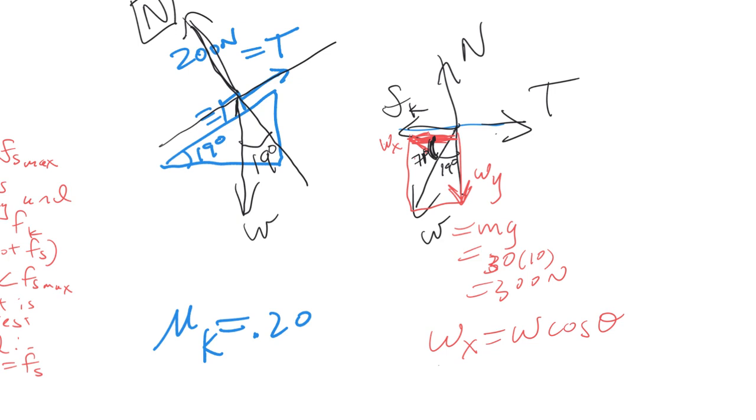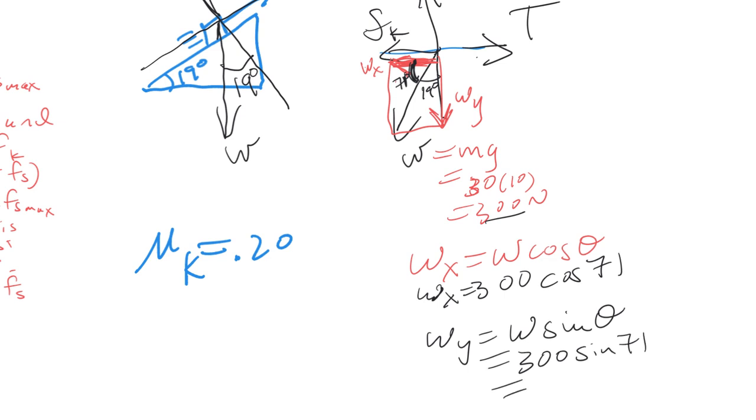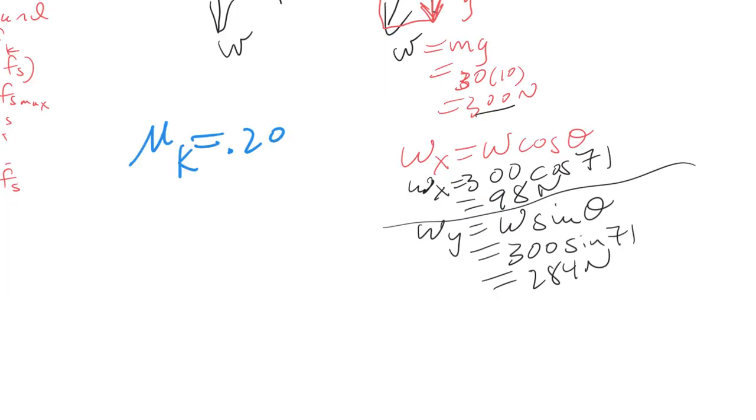Okay, so Wx is equal to the weight, 300, times cosine of 71 degrees. Let's do Wy while we're at it. Wy equals W sine of theta. So that's 300 sine of 71. So there's my x and y components of the weight.